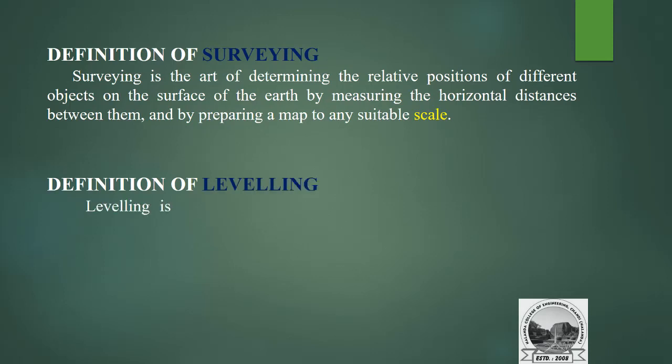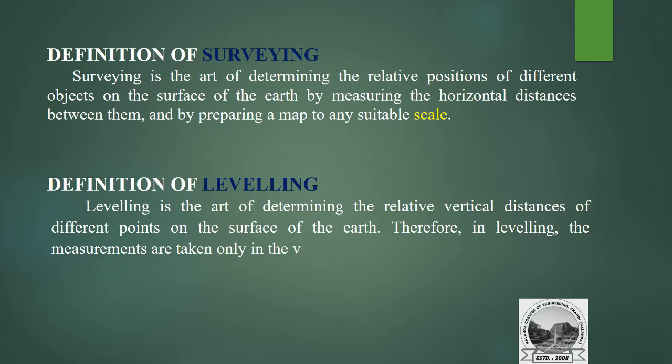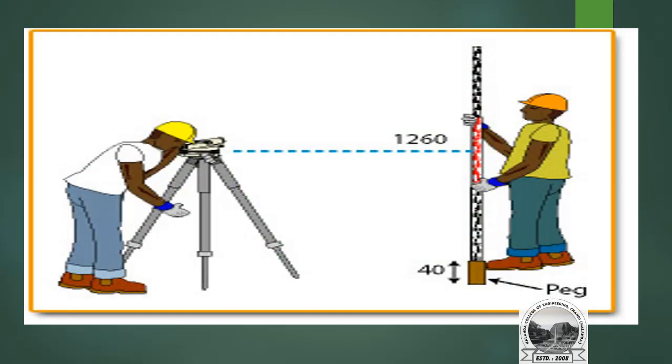Then definition of leveling. Leveling is defined as the art of determining the relative vertical distance of different points on the surface of the earth. Therefore, in leveling, the measurements are taken only in vertical plane. Leveling example is shown here. One surveyor is at the leveling staff and measured the vertical elevation. So how leveling is done, this is one of the best examples I have shown here.